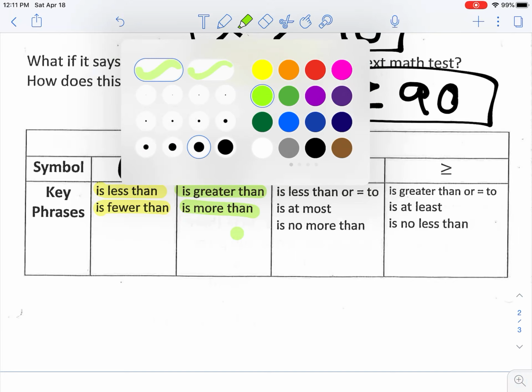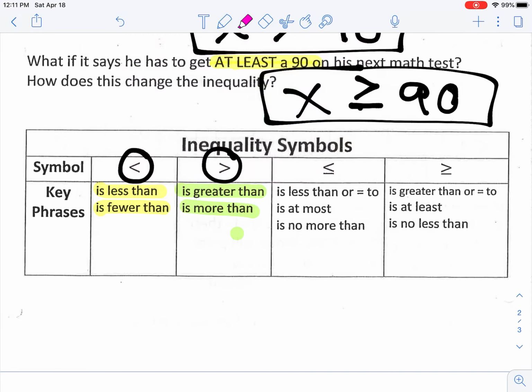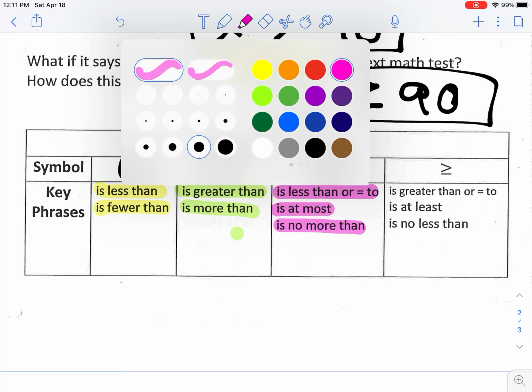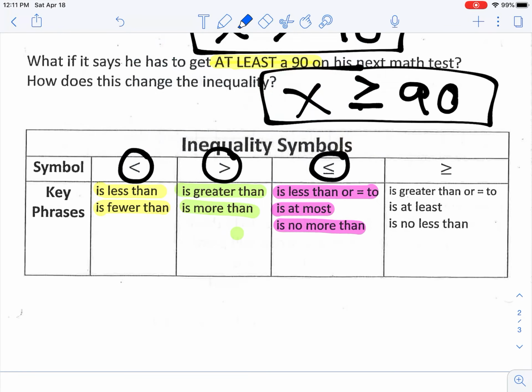It seems like these words are most often used in math problems: less than or equal to, at most, or no more than. If you see those words, that signals that you're going to use less than or equal to. And the last one, if you see the words in the problem greater than or equal to, at least, or no less than, at least is used a lot. No less than is also used a lot in math problems. If you see those words, that tells you that you're going to have to use greater than or equal to.